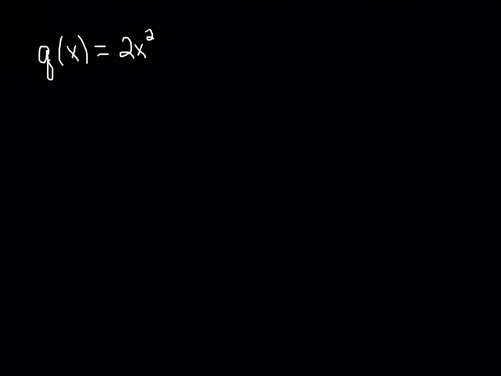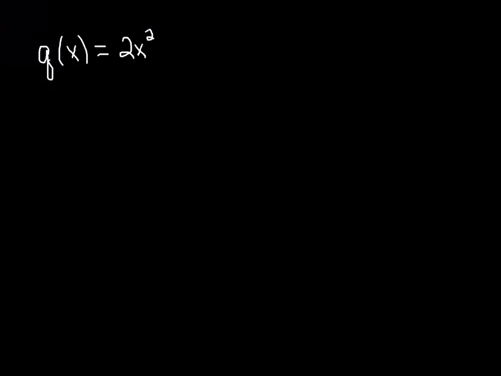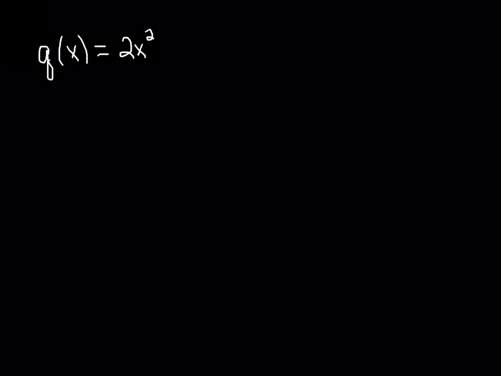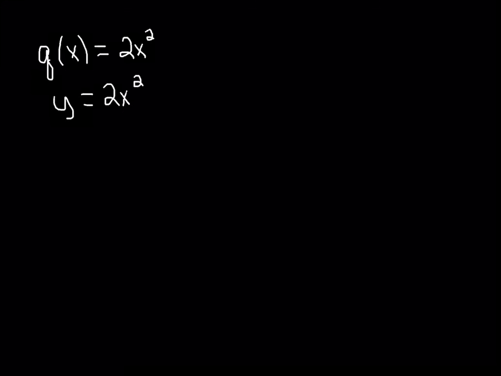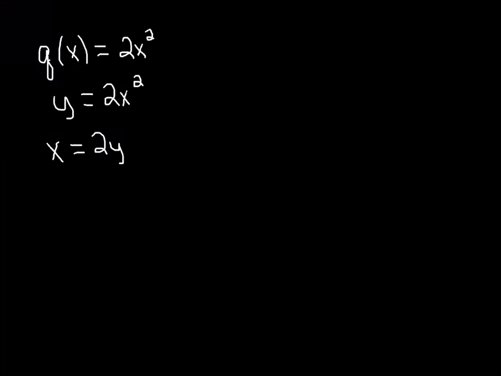Let's take a look at this example. Q of x is equal to 2x squared. So if I want to find its inverse, I simply change some notation around and say that's y. Now you switch your x and y. So this is now x equals 2y squared. Now you want to solve for y, so we want to get y by itself, so we divide by 2. So x over 2 equals y squared.